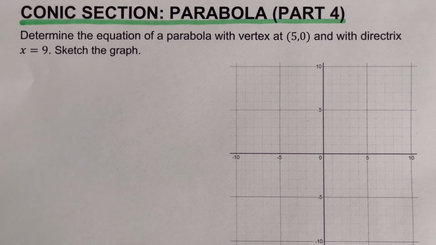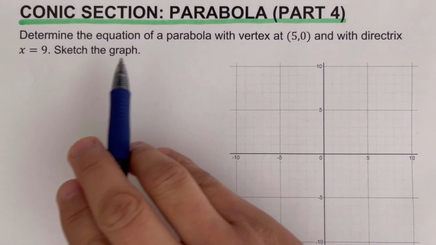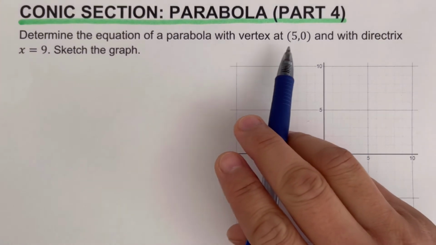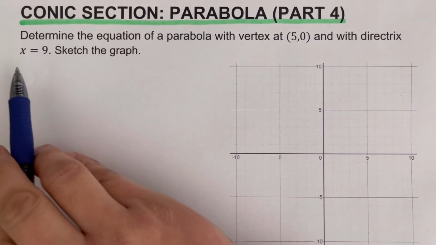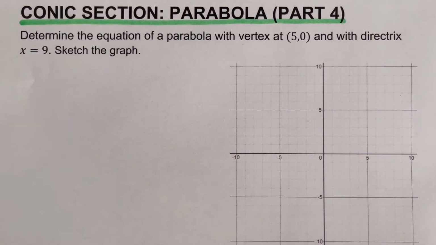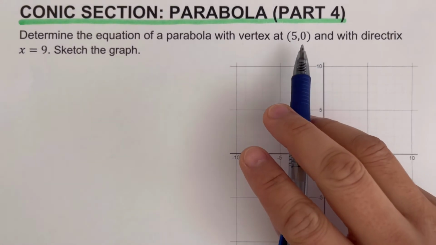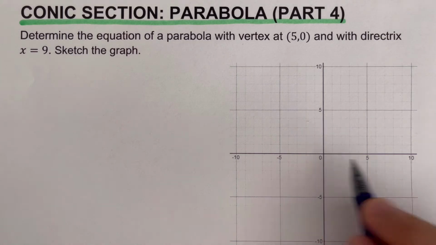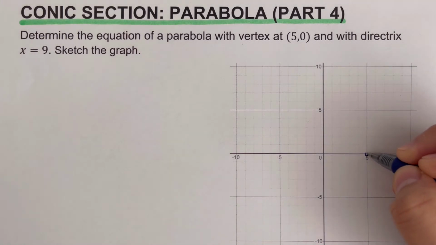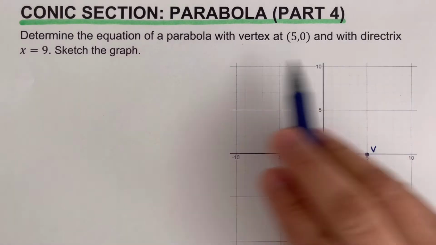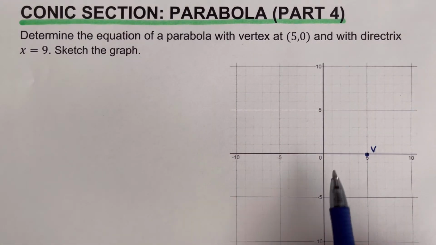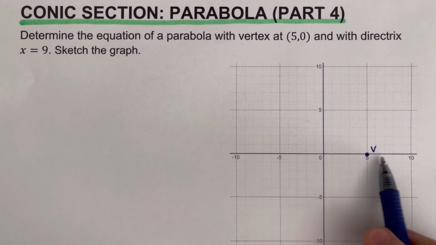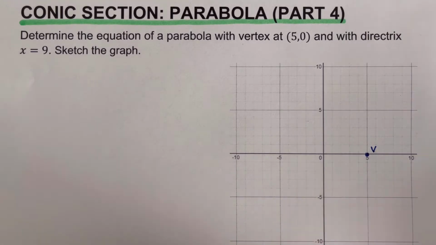Okay, going back to the problem right here: determine the equation of a parabola with vertex at (5, 0) and with directrix x equals 9, and sketch the graph. So looking at this problem, we're supposed to plot the vertex. Again, the vertex is at (5, 0), so the x is 5, the y is 0. So this is our vertex. And it's also given that the directrix is x equals 9. So on the x-axis, we go to 9 and we draw the directrix.